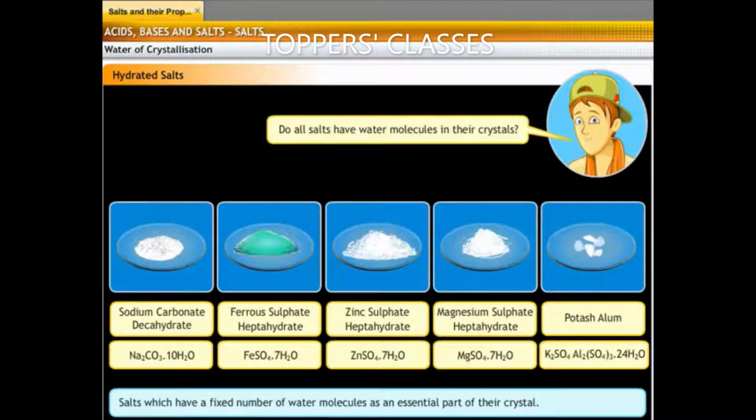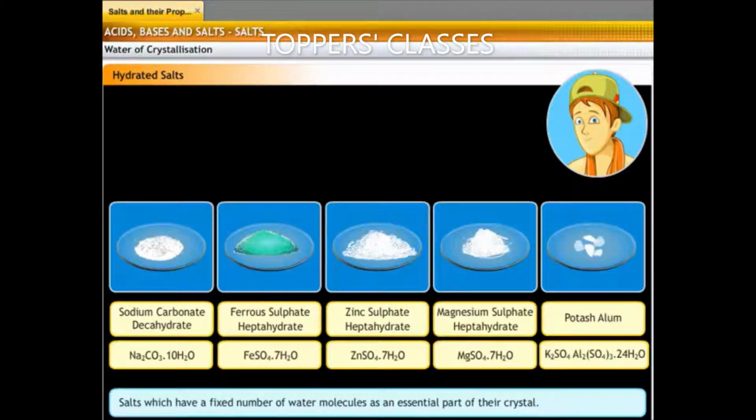Do all salts have water molecules in their crystals? Not all. Only some salts have water molecules in their crystals. For example, sodium carbonate decahydrate, Na2CO3·10H2O. Ferrous sulfate heptahydrate, FeSO4·7H2O. Zinc sulfate heptahydrate, ZnSO4·7H2O. Magnesium sulfate heptahydrate, or Epsom salt, MgSO4·7H2O.